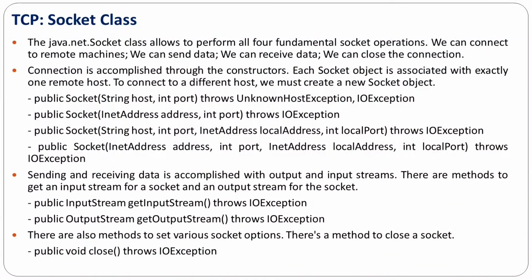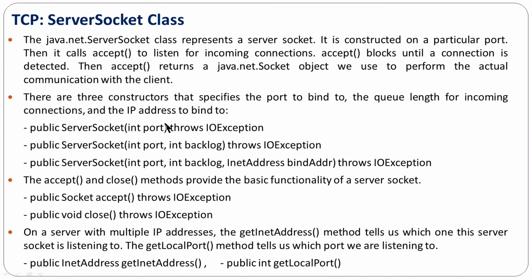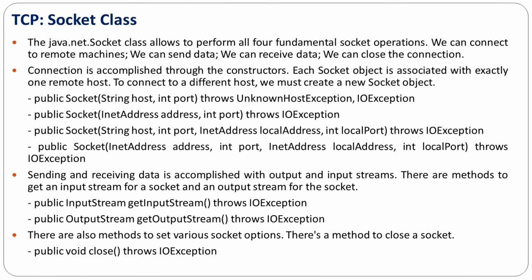Now the TCP socket class. What does the TCP socket class do? Generally the socket class allows us to perform all fundamental operations like connecting to the machine, sending data, receiving data and closing the connection. To create a socket, we use the constructor, which comes in four flavors. The first constructor takes a string host argument and a port number, likewise an InetAddress and port number, and each socket constructor throws UnknownHostException and IOException.